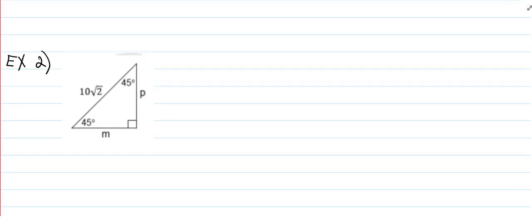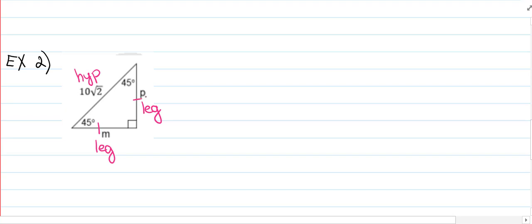In this example, we're not given either of the two legs, so we're going to label our sides. And it asks us to find two variables, M and P, but remember, those are actually going to be the same length here. Both of those legs are going to be congruent. So as soon as we find one of them, we know M and P are going to be equal to each other. So our hypotenuse here is 10 times the square root of 2.